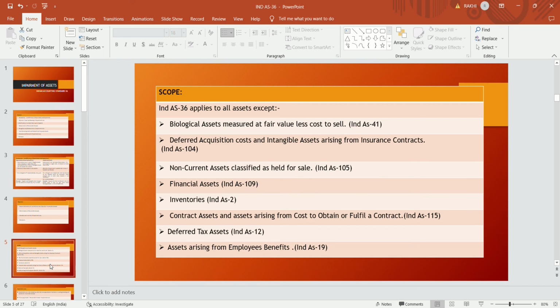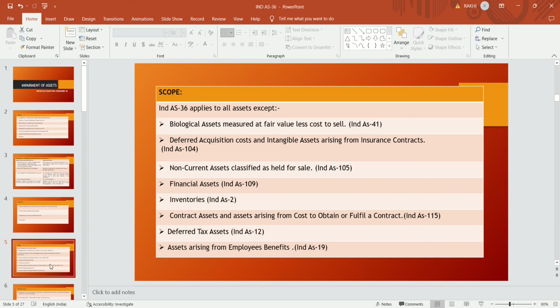Financial assets: Ind AS 109. Inventory: lower of cost and NRV, whichever is lower. So if there is an impairment, there is a separate standard, that is Ind AS 2. Contract asset and asset arising from cost to obtain or fulfill a contract: if there is a contract asset, there is a separate standard to deal with it, that is Ind AS 115.